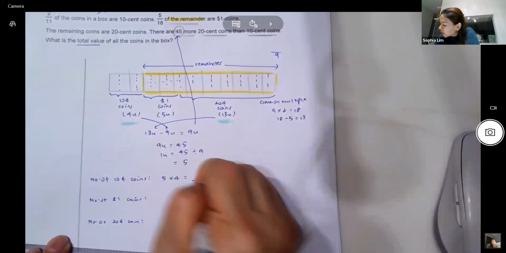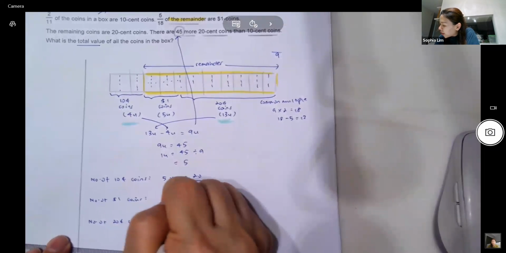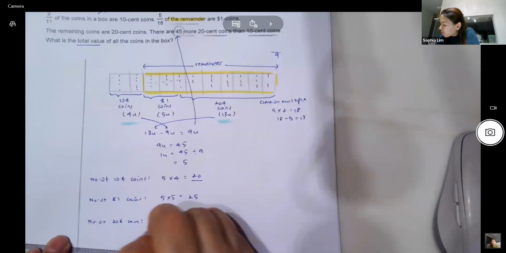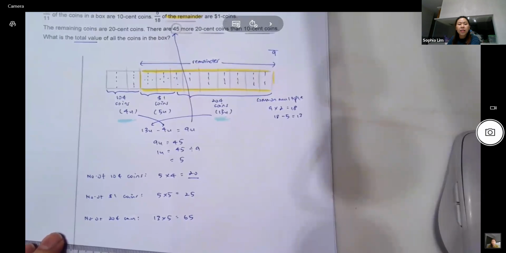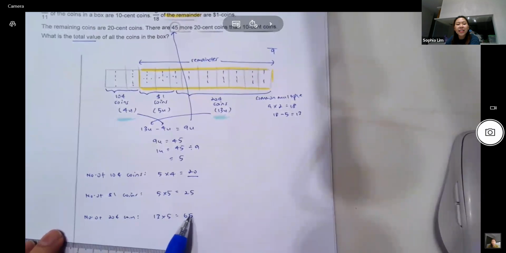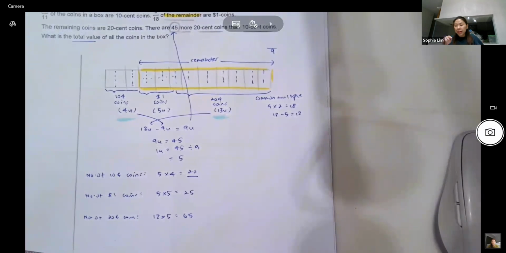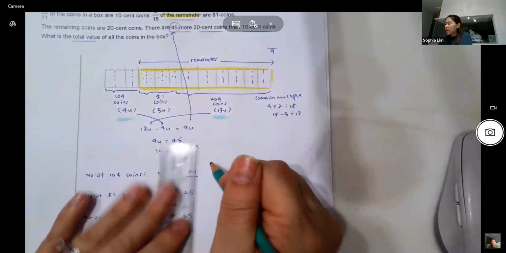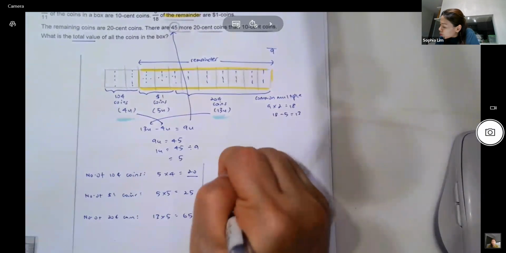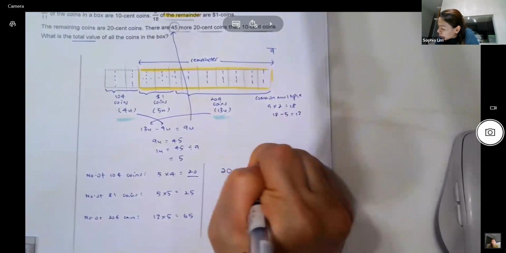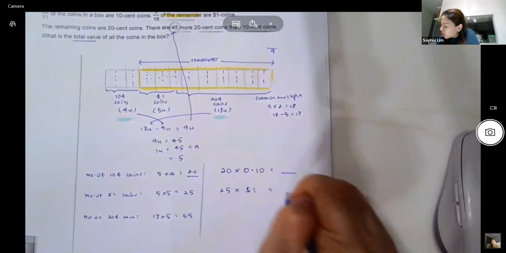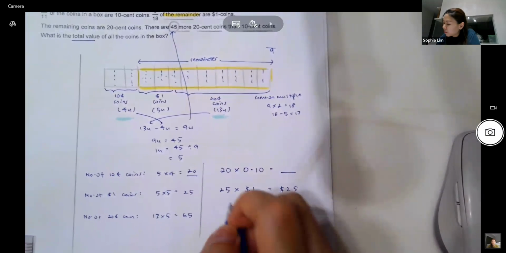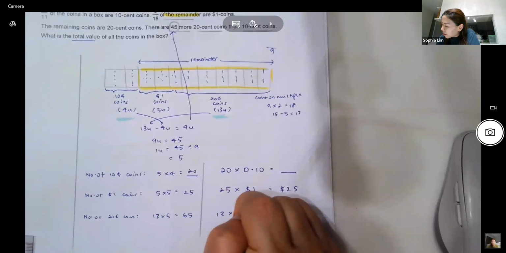5 times 4, which is 20. 5 times 5, which is 25. 13 times 5, which is 65. Okay, there are 20 10-cent coins, 25 $1 coins, and 65 20-cent coins. But right now they want us to find the value, so you take 20 times 0.10, you take 25 times $1, you will get $25, and you get 13 times 0.2.